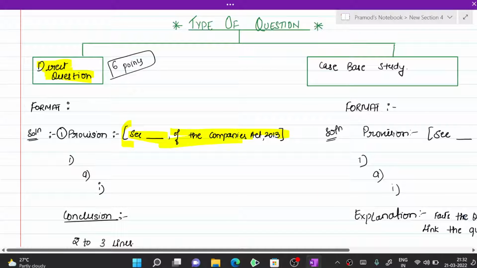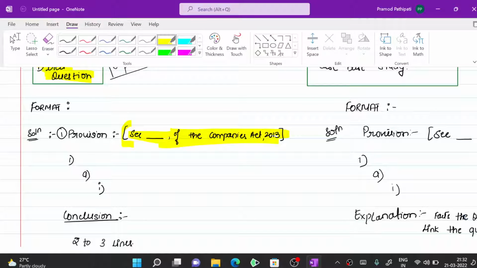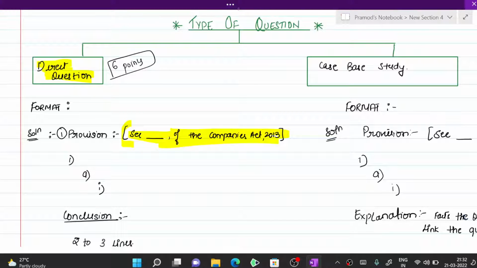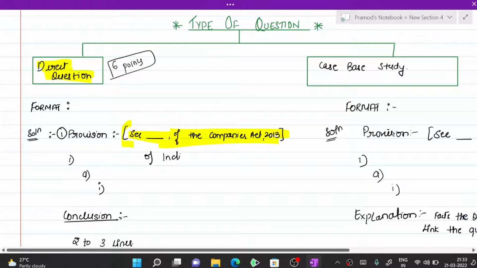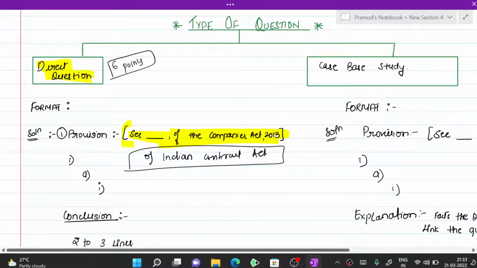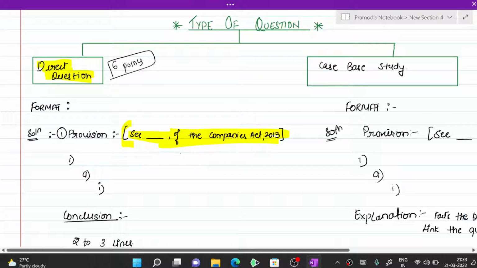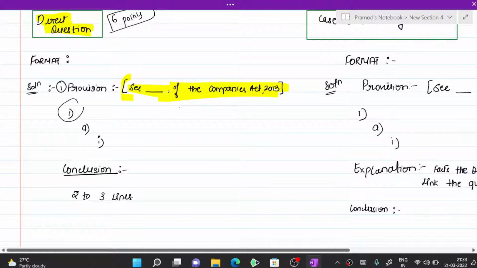And then, of the Companies Act; if the chapter is of Indian Contract Act, then you will write it as of Indian Contract Act. This will basically define your answer, that this answer or question is from Indian Contract Act, or from Companies Act. The examiner will be clear that the student who is writing the answer is clear about which chapter the question is appearing from, right? Then you will start your main answer here.